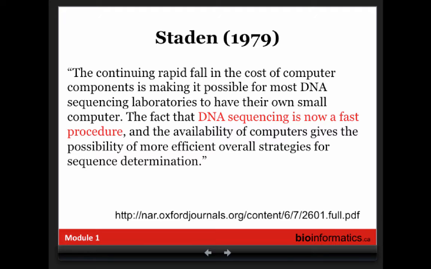And I bet if you make the same statement today, commenting on how fast sequencing is, that statement will probably be laughable 10, 20 years from now as the technology keeps improving. And of course, like sequencing technology, the computer components have also been reduced in cost significantly since the 70s and 80s.